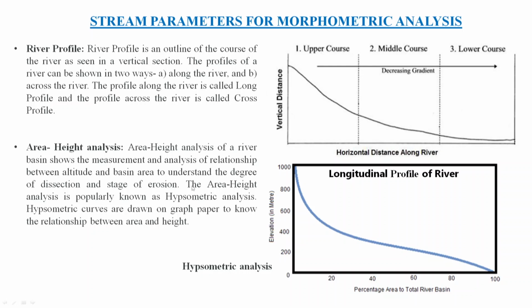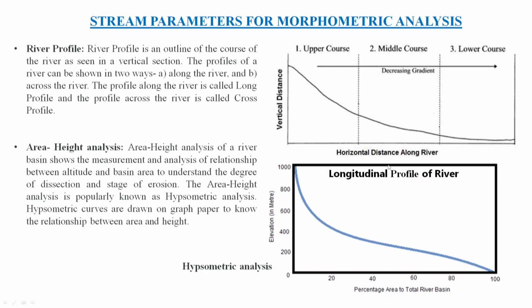So the area-height analysis is popularly known as the hypsometric analysis. Hypsometric curves are drawn on graph paper to know the relationship between the area and the height, meaning the longitudinal profile, that is, elevation and percentage area to the total river basin.